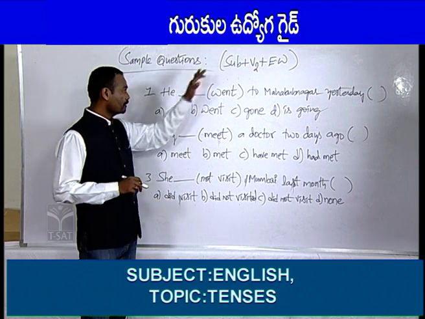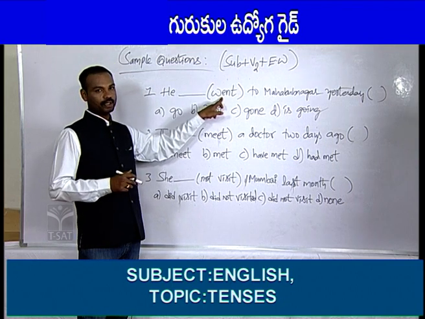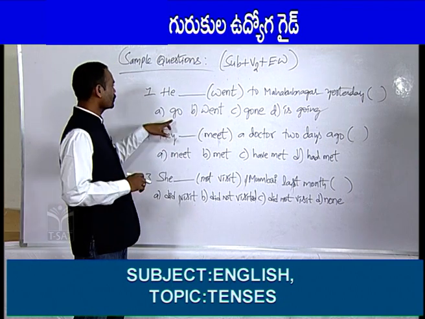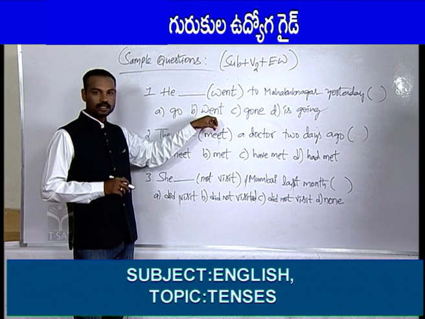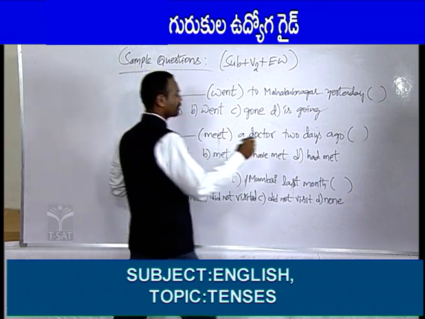So here in simple past we need went only. They have given the correct verb only. So we should find where it is. A, it is wrong. So went, this is the right answer. So B is the answer.